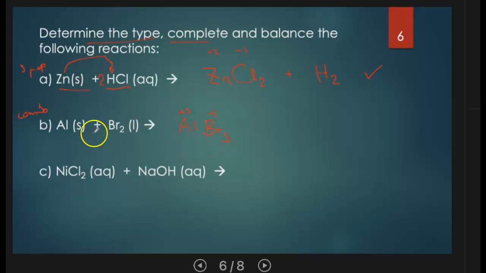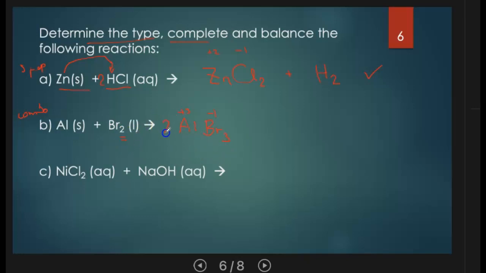Okay, now I need to balance the reaction. Right away I notice I have an even number for bromines because it's diatomic, and I have an odd number for bromines in the product side. So I have to make those 2 meet, and the way I'm going to do that is by multiplying them together. So 2 times 3 is going to give me 6. 6 is going to be the common factor between these 2.